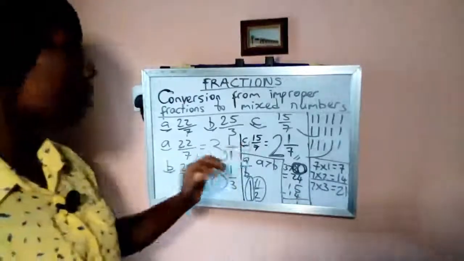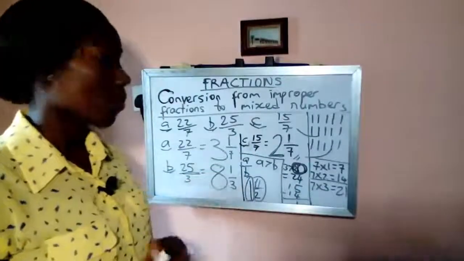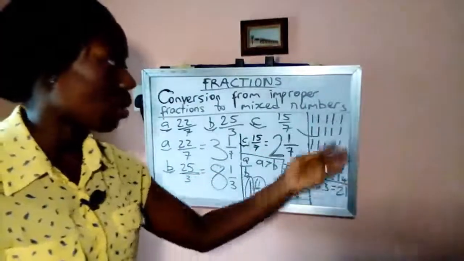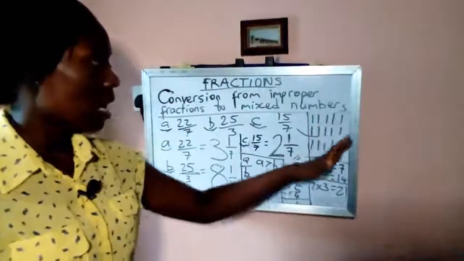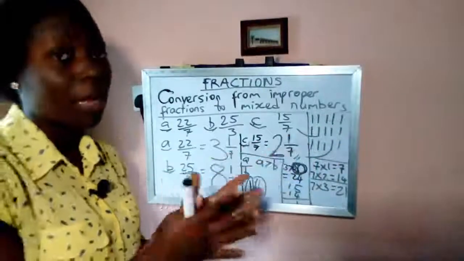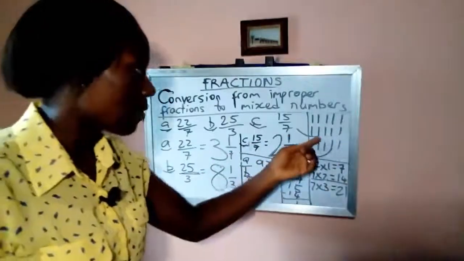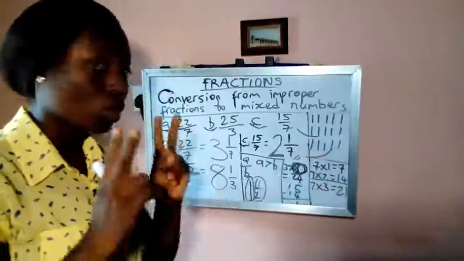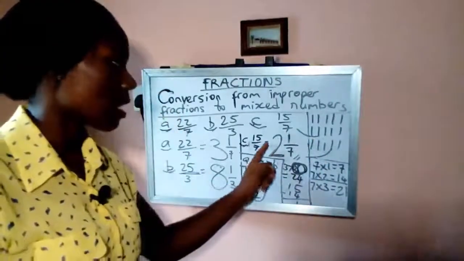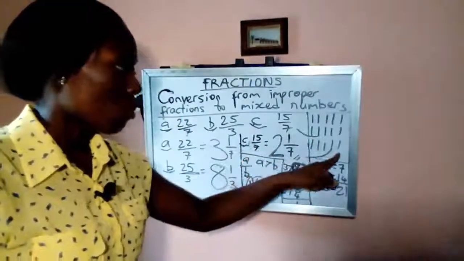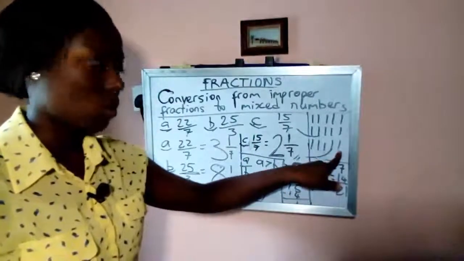Okay, the last one we saw was 15 over 7. Again, we divided, it's still on the board. We counted out 15, and we grouped them in 7s. And in 7s we have just 2 7s in 15. What was our remainder? Our remainder was 1.